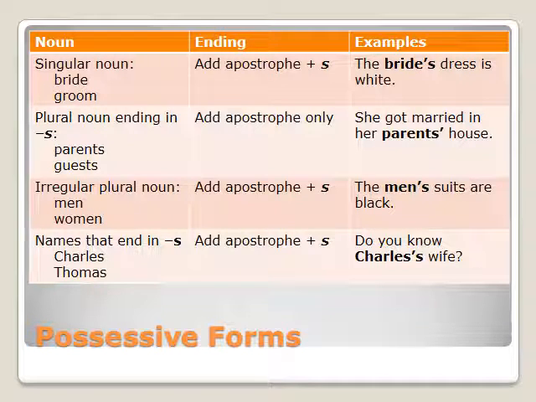And then when we have a name that ends in S, we actually have two options here. I know that there's only one listed here. But one thing we can do is add an apostrophe S, and most people think that this looks really weird because you have two S's next to each other. So do you know Charles's wife? Another way that's also acceptable is to just add an apostrophe after the S. So instead of Charles's, it would be Charles apostrophe.